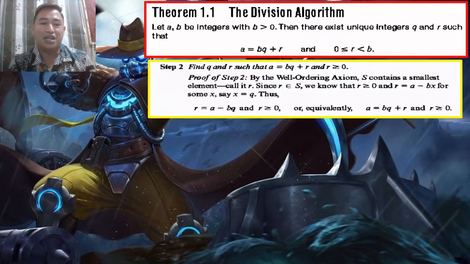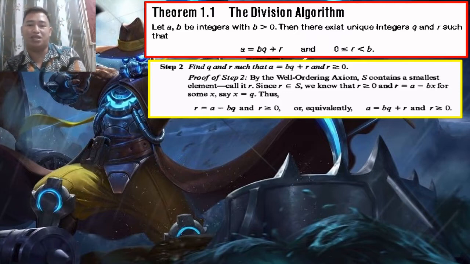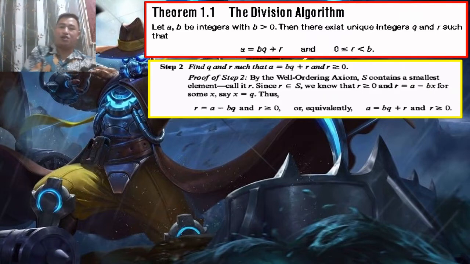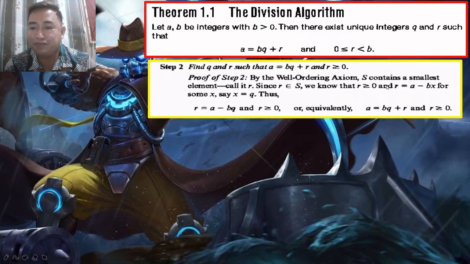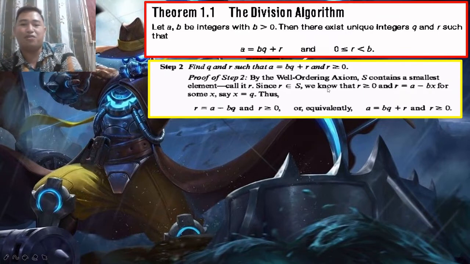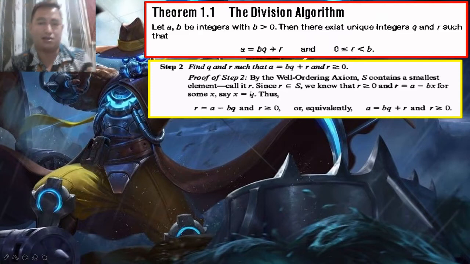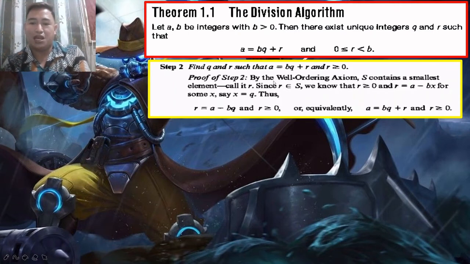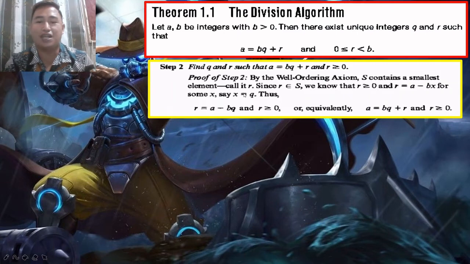Okay, so then step 2. Find q and r such that a is equal to bq plus r and r is greater than or equal to 0. Okay, by well ordering axiom, S contains a smallest element. So we call it r. Tama. Okay, a minus bx ang forma. So by well ordering principle, ang S kay nag-contain og smallest element. So we call it r.